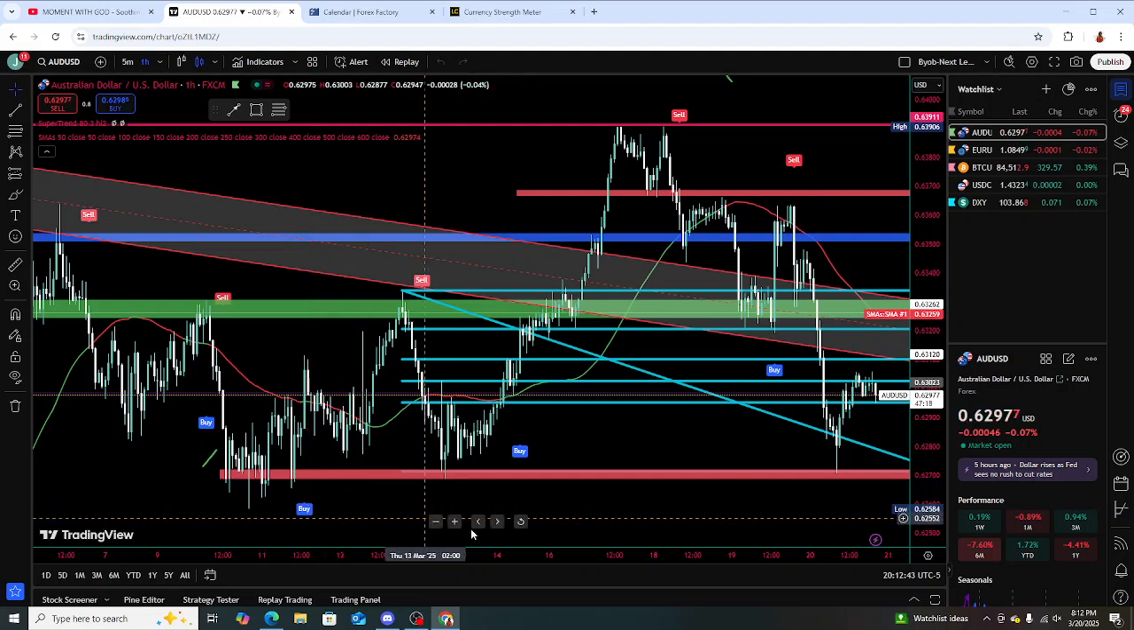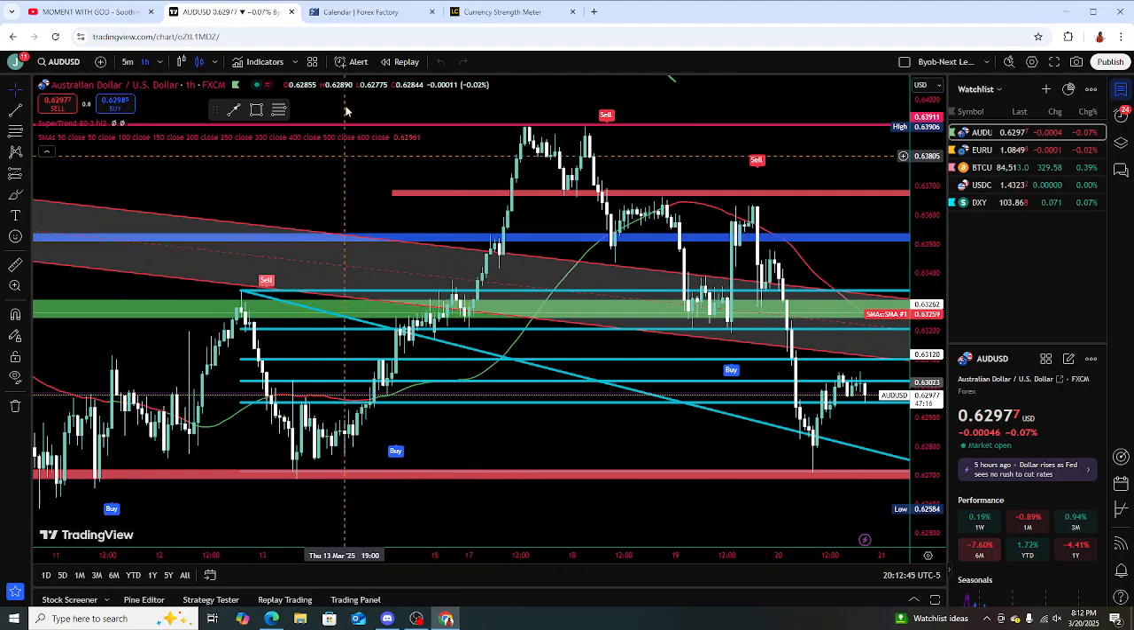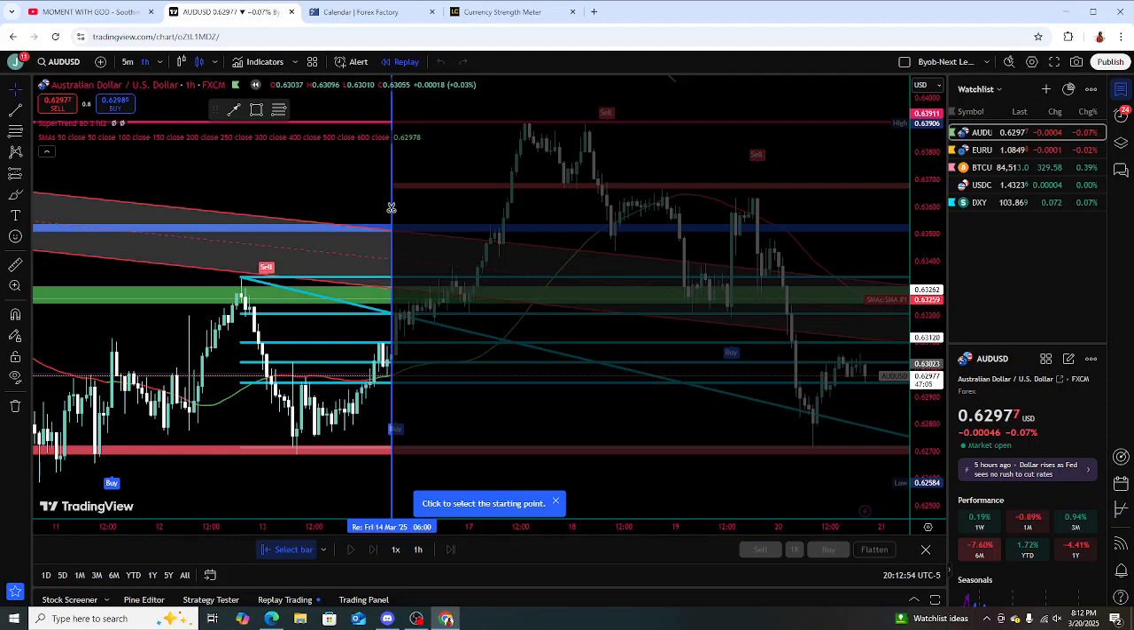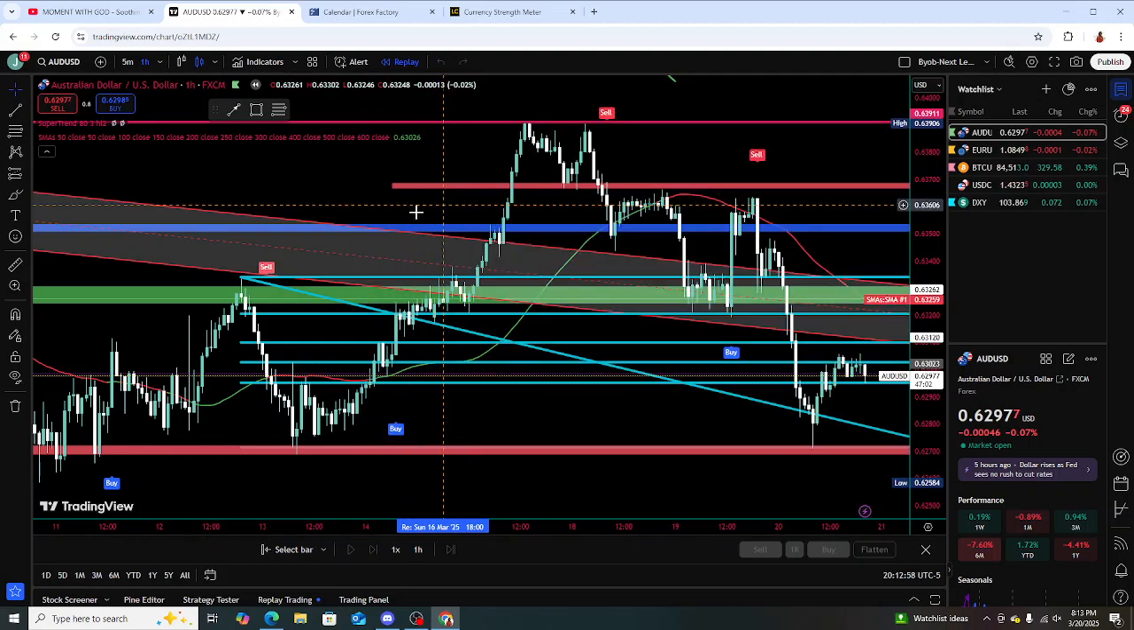I just want to show you the trade that we took before. Let's do some bar replay real quick and show you guys why we took this trade. So we took the trade. We took it right here.